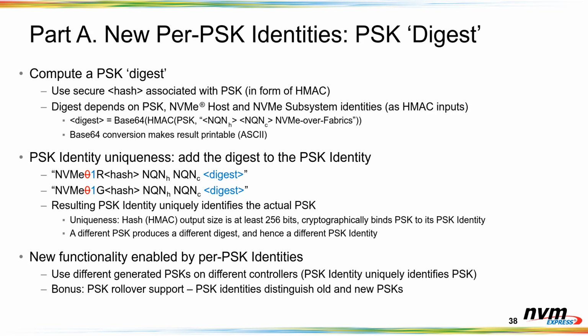Suppose that you are using a retained PSK. You are an administrator and you configure a PSK on a host and the same PSK on a subsystem. Everything is working fine, but then you want to upgrade that PSK. You want to change it. How can you do the change? With the old definition of PSK identity, you can have only one PSK associated with that PSK identity. So rollover was not possible because you need to add another identity, but then how do you identify that other identity? Now that I have a PSK identity that enables me to identify these two different retained PSKs, I'm able to do the rollover.